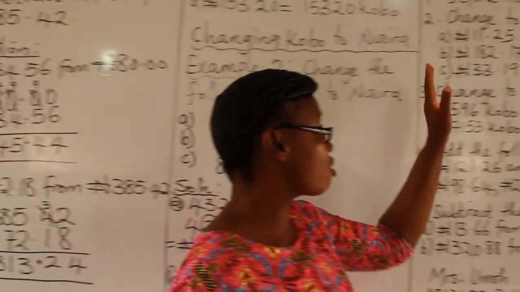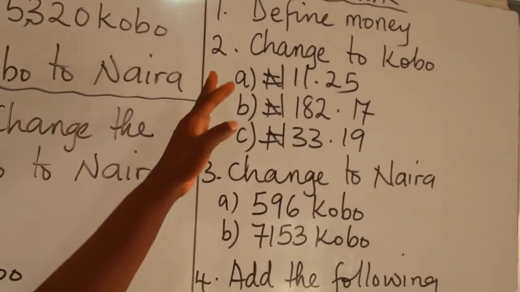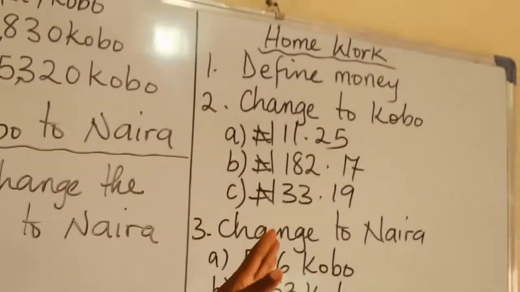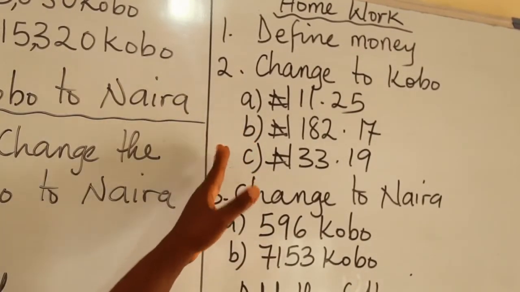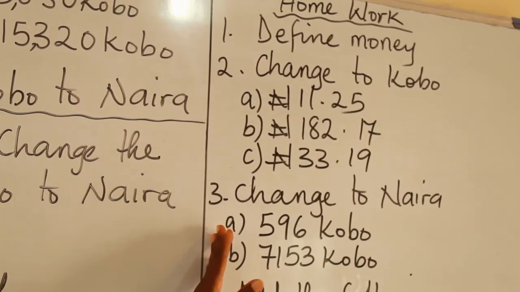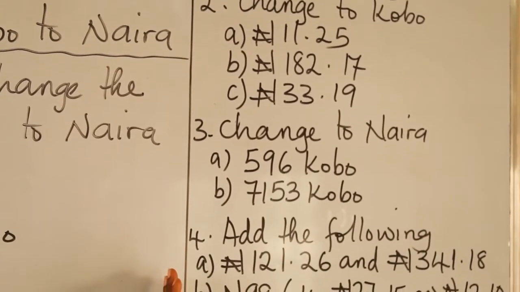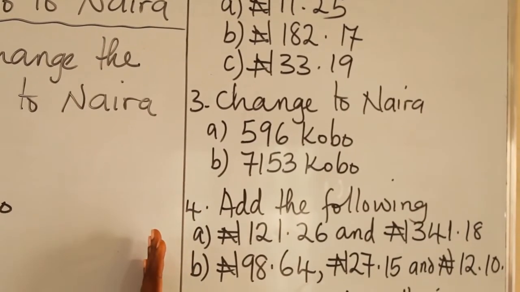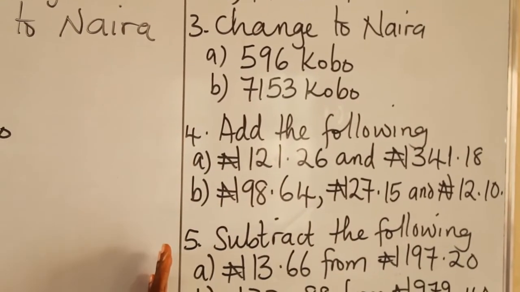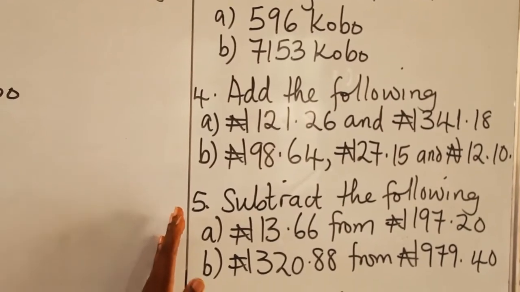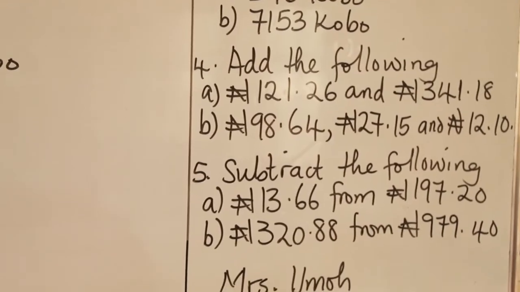Please, over here, I have a homework for you. For number 1, you will define money for me. For number 2, you will change to kobo the following. Number 3, you will change this to naira. And number 4, you will add the following A and B. You add them and write down your total. And for number 5, you will subtract the following to give us your remainder. You'll do well to submit it.